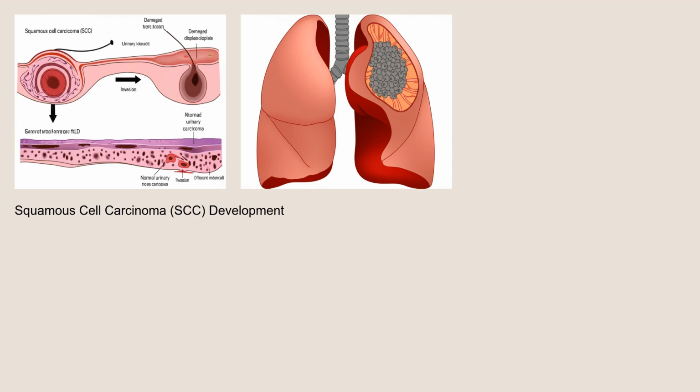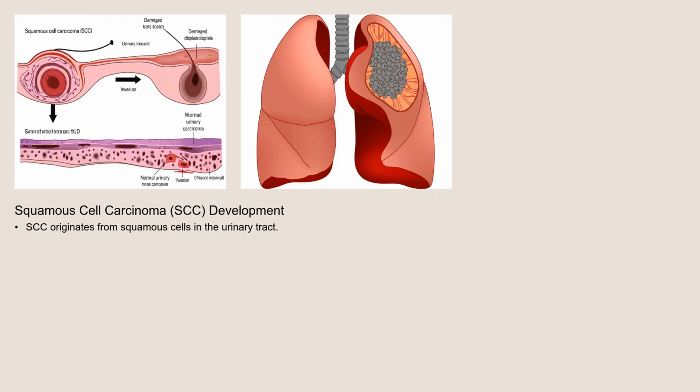Let's understand how SCC develops. It all begins with changes in the squamous cells, the flat cells that line the urinary tract. Chronic irritation or exposure to carcinogens damages these cells' DNA. This damage causes the cells to grow uncontrollably and abnormally. These abnormal cells then multiply, forming a tumor.